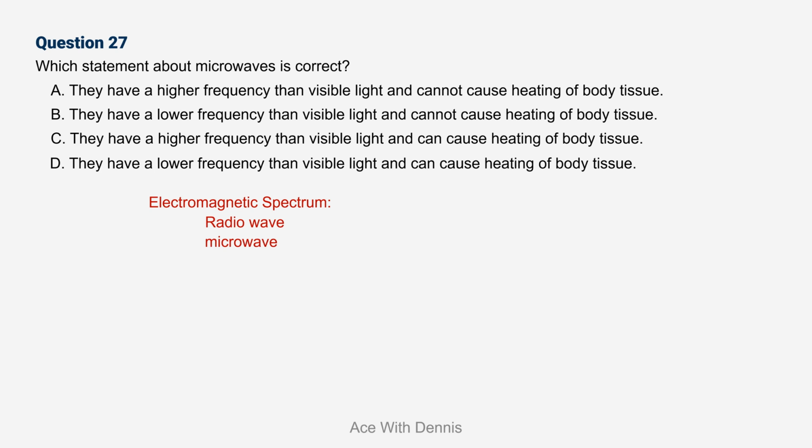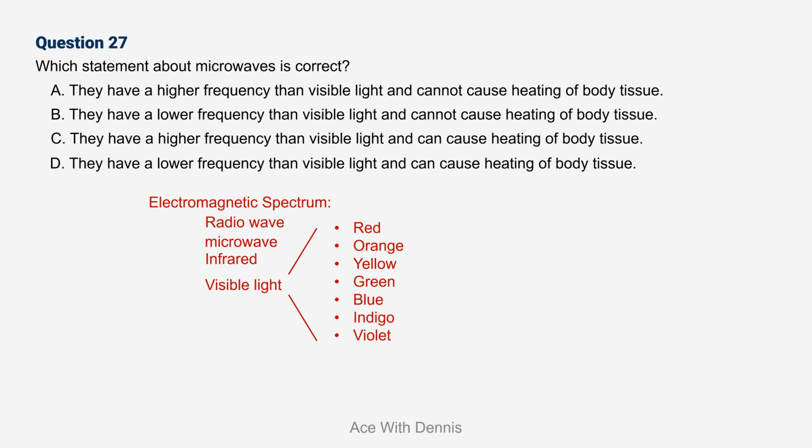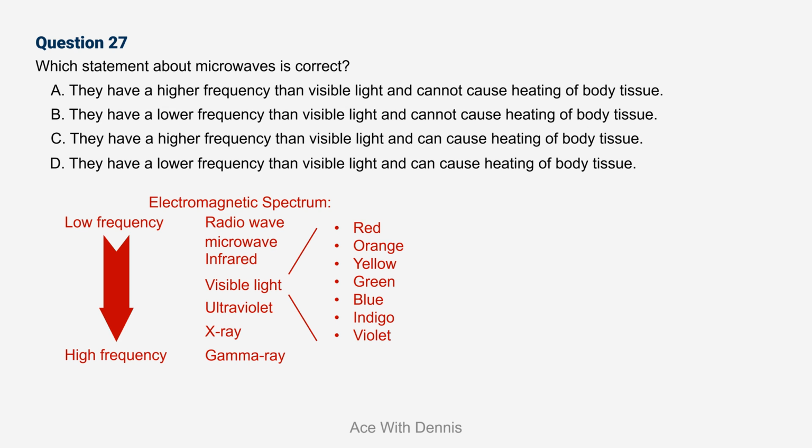We start with radio wave, followed by microwave, infrared, and visible light, where in visible light there are 7 colors, which start with red, orange, yellow, green, blue, indigo, and violet. After visible light, the next ray is ultraviolet, followed by X-ray, and the last waveform is gamma ray. From this electromagnetic spectrum, the waves at the beginning have lower frequency, and as we move down, the waves at the end have high frequency.